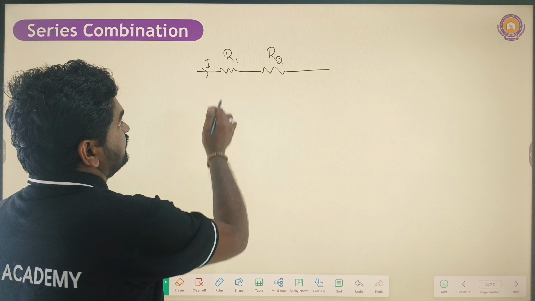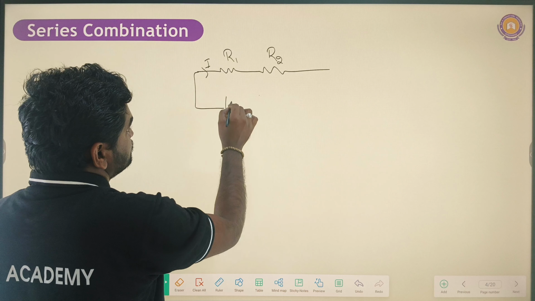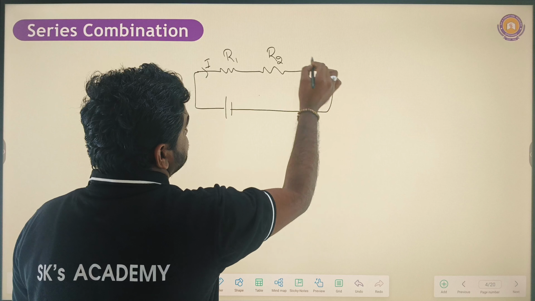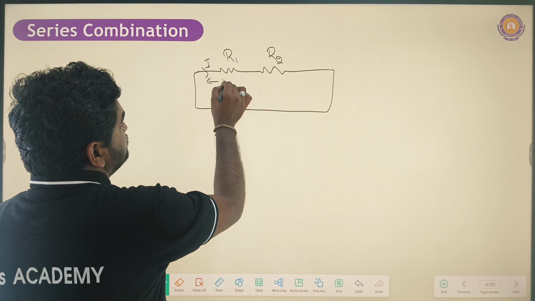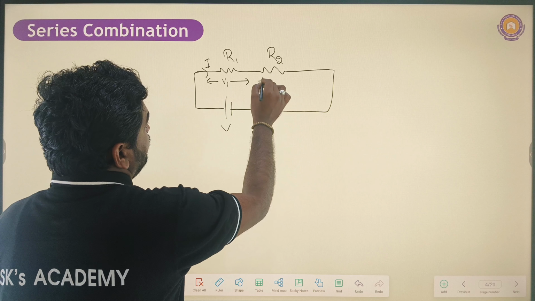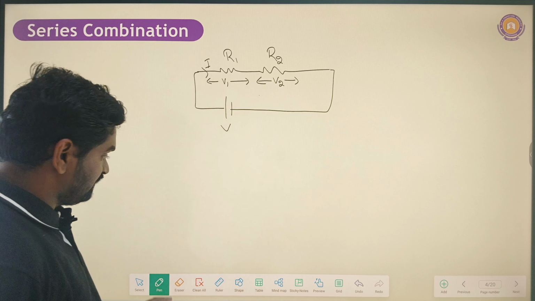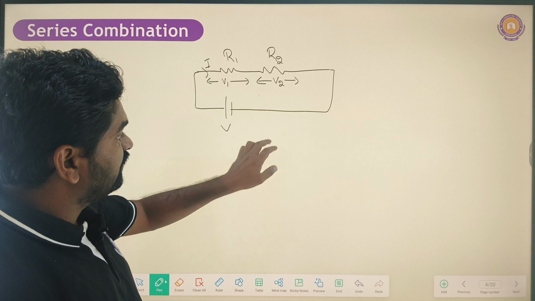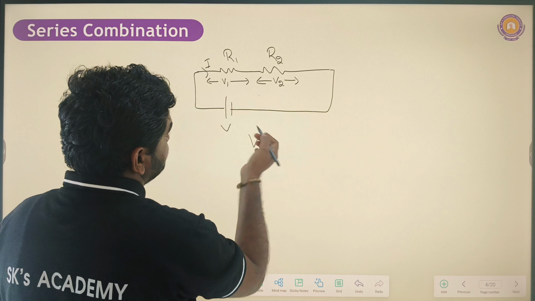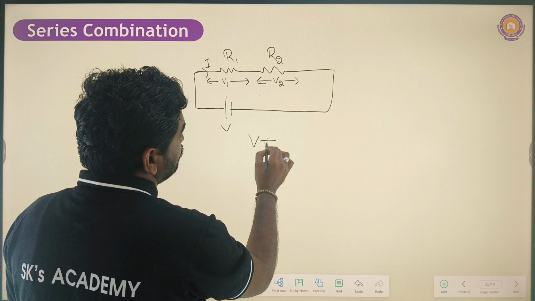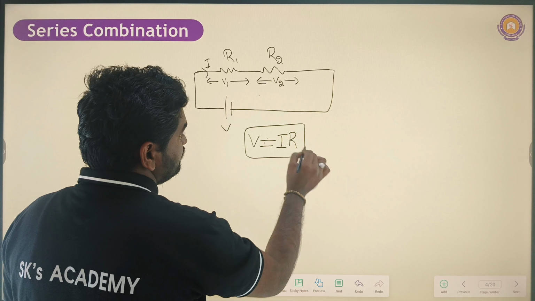Clear? So next, if voltage V is applied across these two resistances, let us consider this one is V1 and this one is V2. So V1 and V2. According to Ohm's law, V is equal to IR.